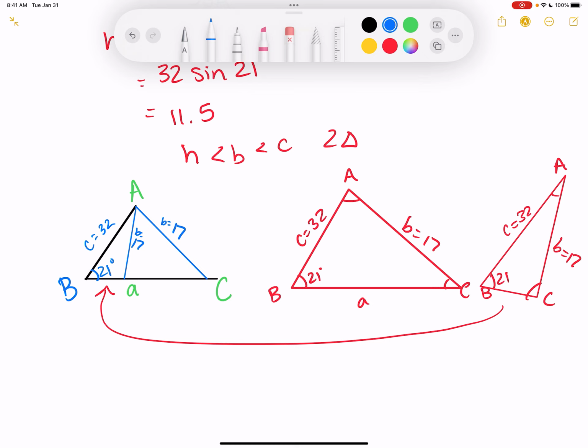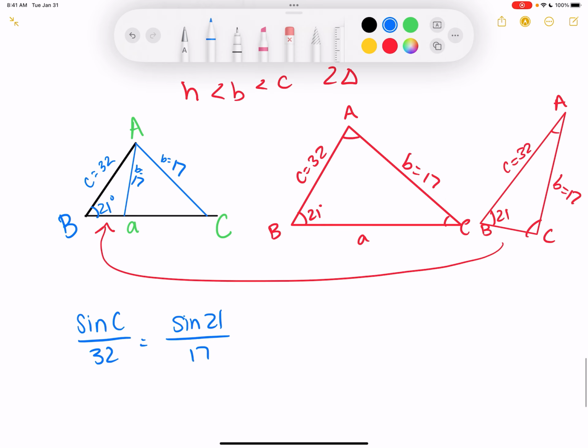For this one, angle C. So I'm going to have the sine of C over 32 is equal to the sine of 21 over 17. Then I'm just going to do this all as one step because I'm multiplying by 32, and I'm going to go ahead and take the inverse sine just to save writing. Arcsine of 32 sine of 21 over 17.